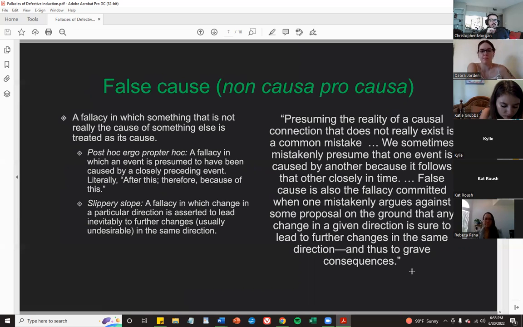One of these is post hoc ergo propter hoc, which is a fancy Latin way of saying "after this, therefore because of this." It's the correlation doesn't equal causation fallacy. Just because two things happened in close proximity in time, you can't attribute one as causing the other. There might be other circumstances that are accounting for that. We've kind of talked about this one before too.